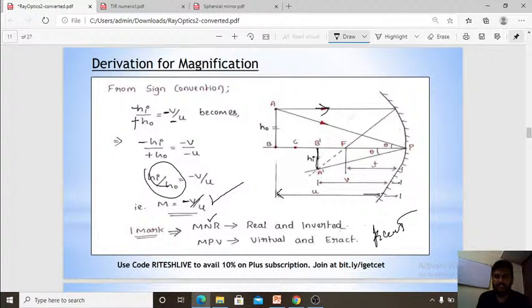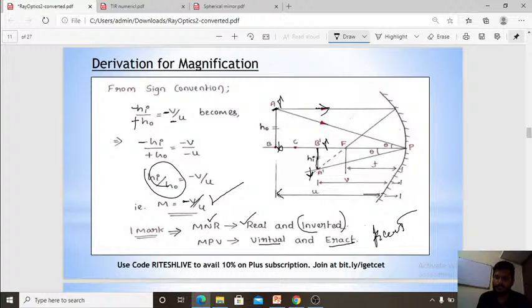See here, the actual object height is from A to B. A is at the top and B is at the bottom. But in the image, B is at the top and A is at the bottom. That is nothing but inverted, and it is real. Real means you got the image from the reflected ray. But for positive, the image is virtual and erect. Erect means the same as the object.